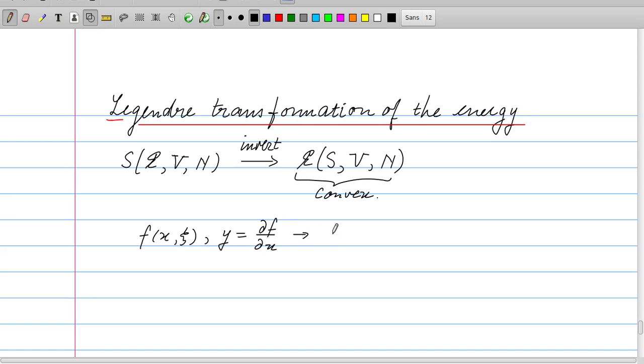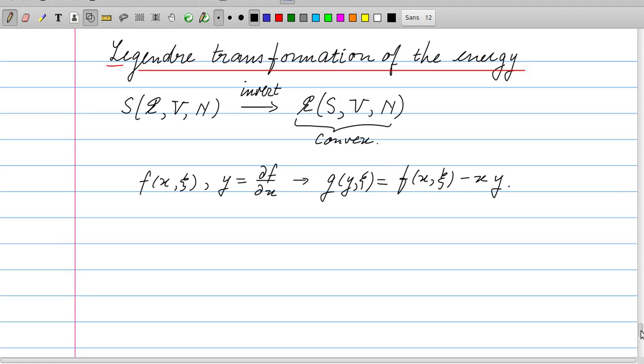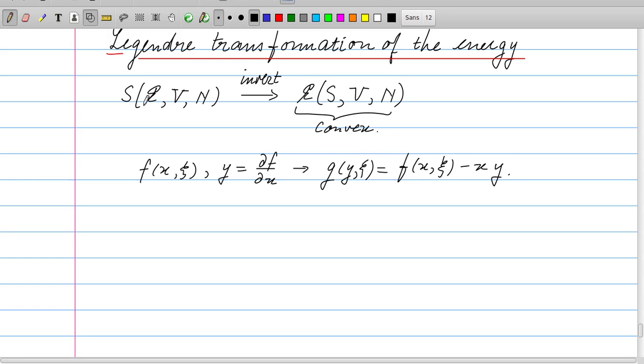And from that we found a Legendre transform, which was g as a function of y and psi, and that is f minus xy, where it is understood that x is to be read as a function of y and psi, which is found from this condition.